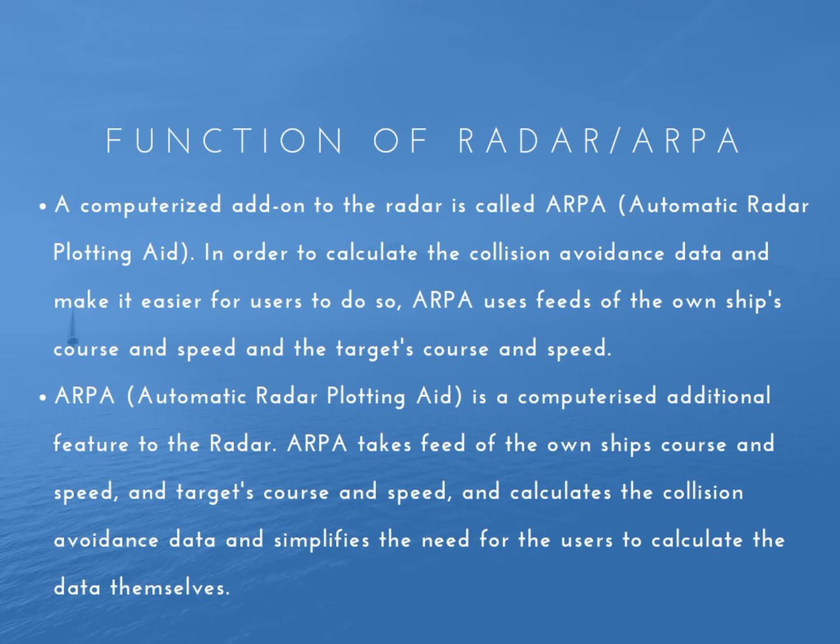ARPA, or simply Automatic Radar Plotting Aid, is a computerized additional feature to a radar. ARPA takes feeds of its own ship's course and speed and the target's course and speed, and calculates the collision avoidance data, which simplifies things so that the user doesn't need to calculate the data themselves.